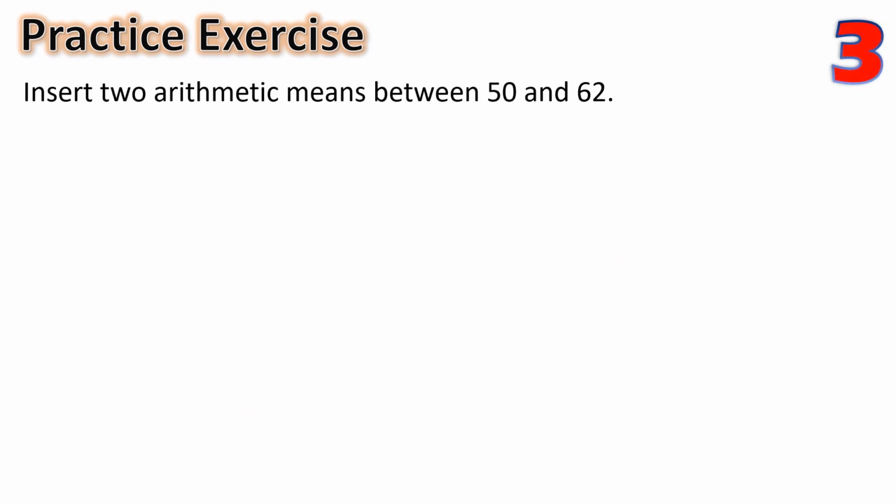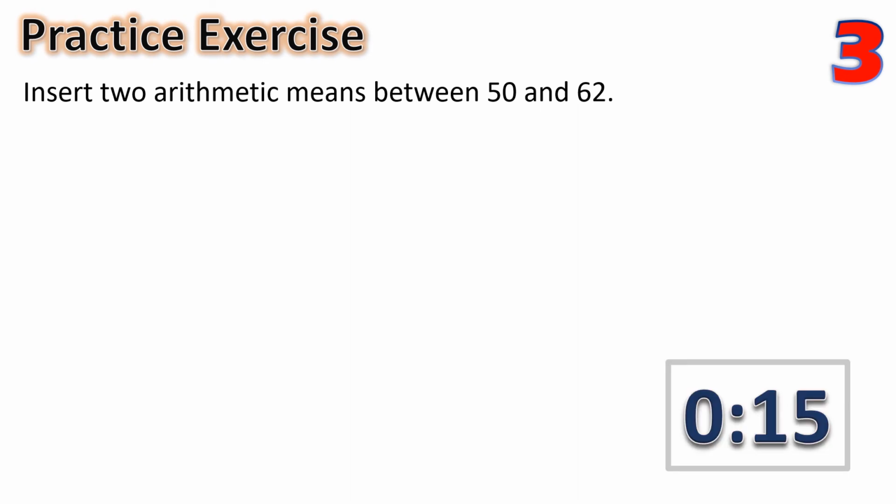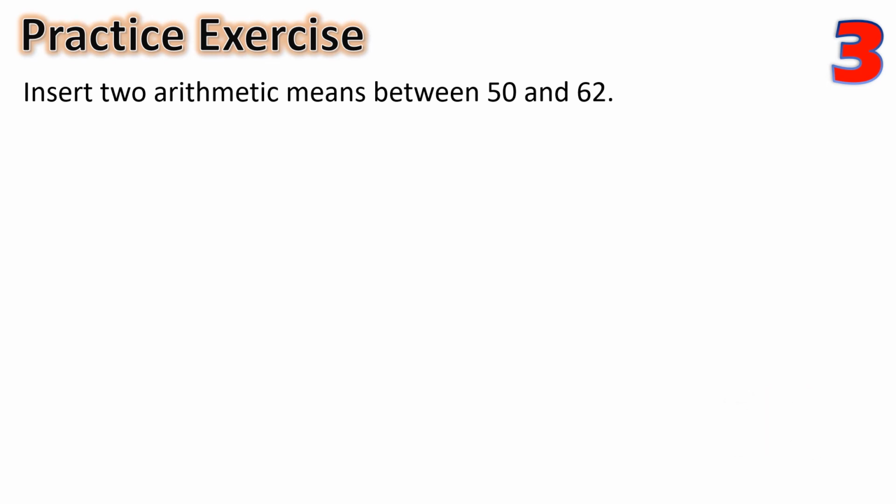Practice exercise number 3. Insert two arithmetic means between 50 and 62. 15 seconds. Go. Time is up. Let us check the answer. We are to insert two arithmetic means between 50 and 62.